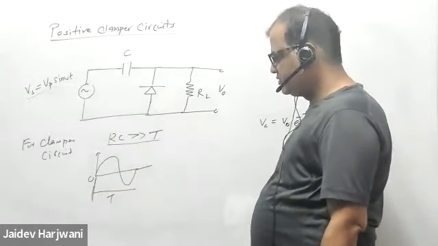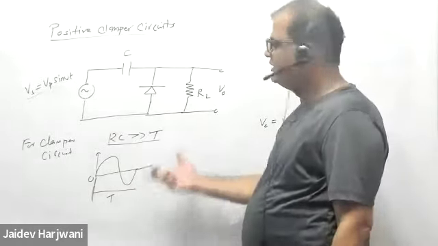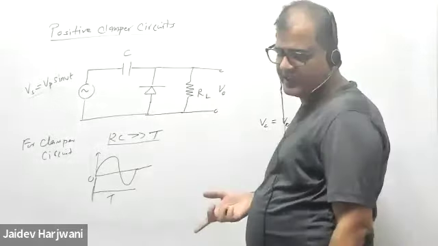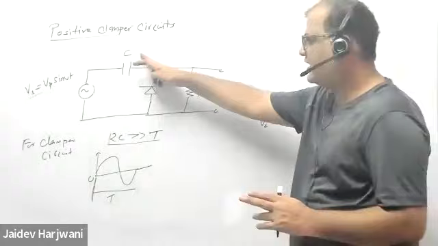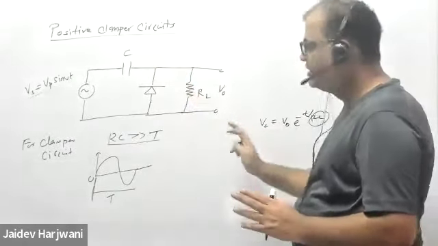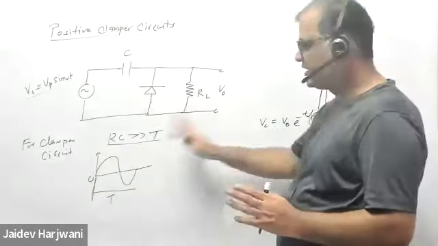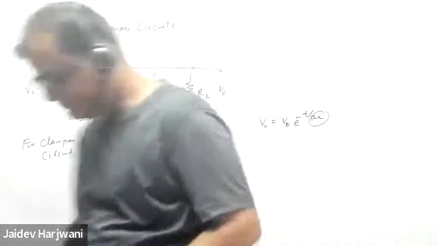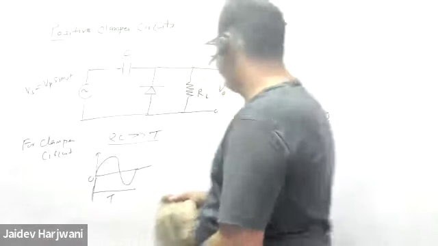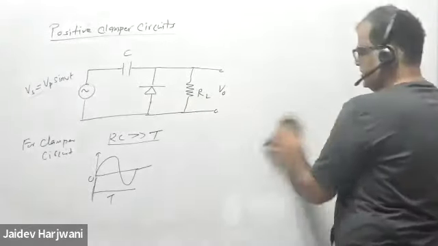So in the time period of the signal, my capacitor should not become discharged. It should maintain its value. That's why the RC of the circuit, RL into C, should be very high for the circuit. This is the condition. Now the question is, how does it work? Now how does shifting happen?